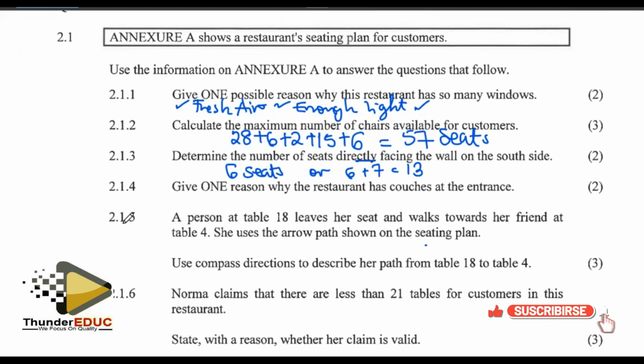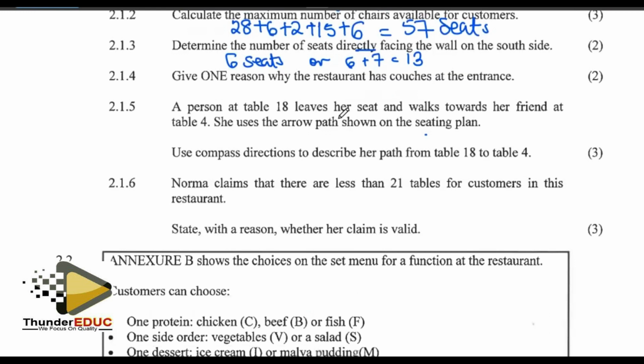So here we go, 2.1.5. A person at table 18 leaves her seat and walks towards her friend at table 4. She uses the arrow path shown on the seating plan. Use the compass direction to describe the path from table 18 to table 4.